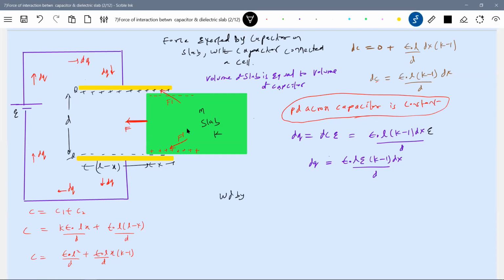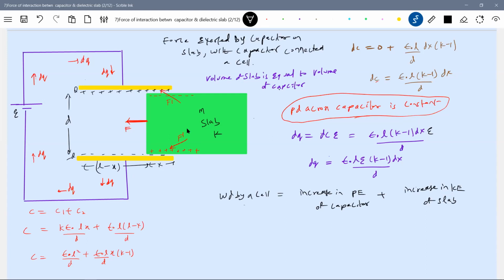Work done by a cell is equal to increase in potential energy of capacitor plus increase in kinetic energy. Sir, how can you say kinetic energy increases? If you go back to laws of motion, if a force acts on a slab, it will accelerate. Due to acceleration, speed will increase. Due to increase in speed, kinetic energy increases. Okay, fine.